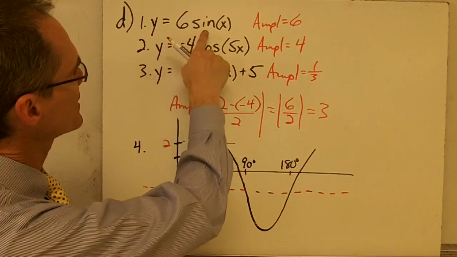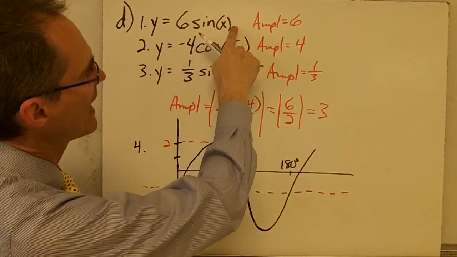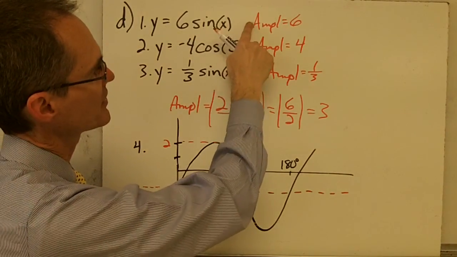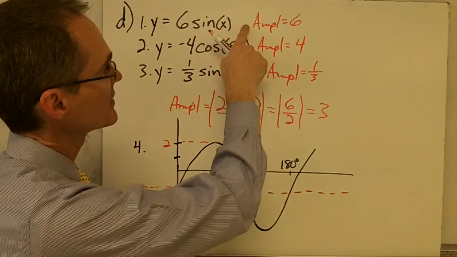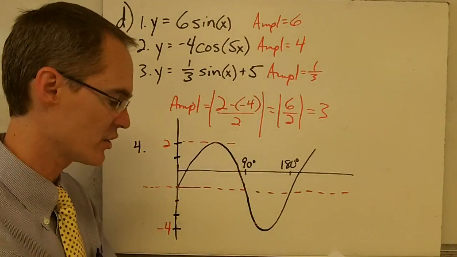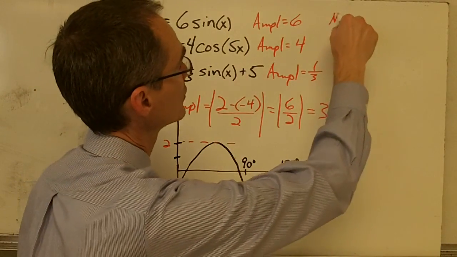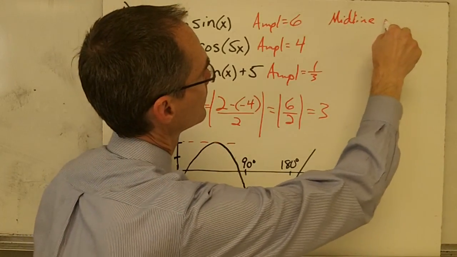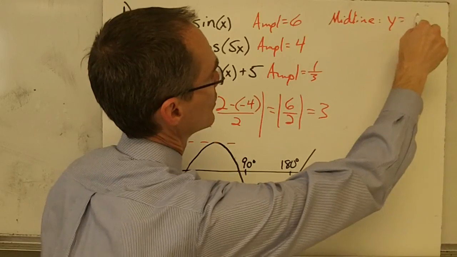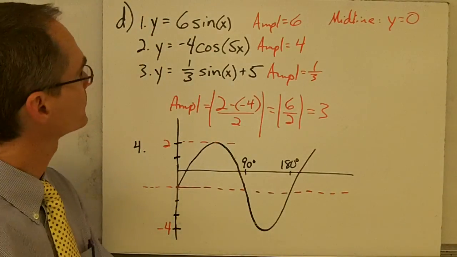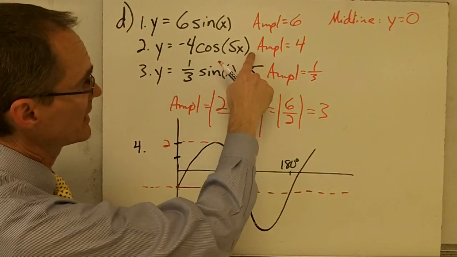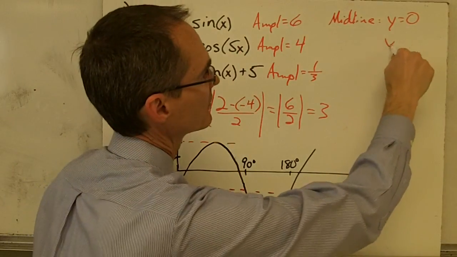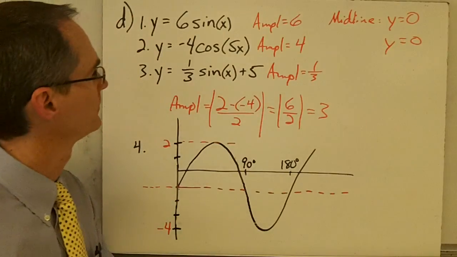So for this one, 6 times sine x, I notice I don't have a vertical translation. If I did, I would have a plus or a minus number out here to the side of the function. So since there's no vertical translation, then the midline is just the horizontal line y equals 0. Same for this one, because again, I don't have a plus value or a minus value out here, so my midline for this one is also y equals 0.